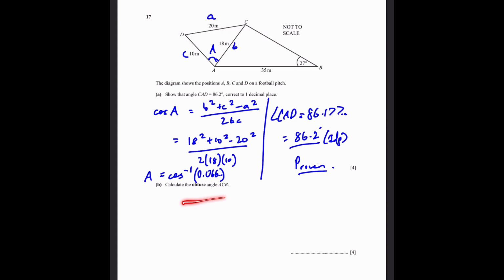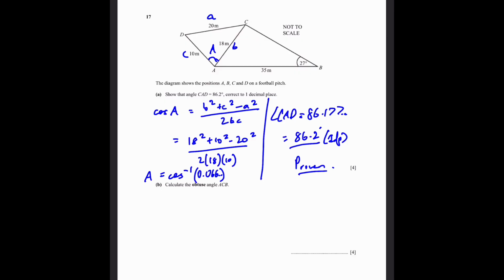Calculate the obtuse angle ACB. Remember that it's the obtuse angle. This is very important. You will see why later. First thing, we have two side lengths and one angle. So we can find the other angle here using our sine rule.